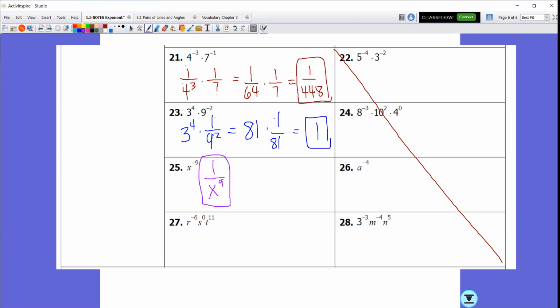Okay. That's how we rewrite negative exponents as positive. We just simply make a fraction, and then as soon as we move this to the denominator, that exponent becomes positive.